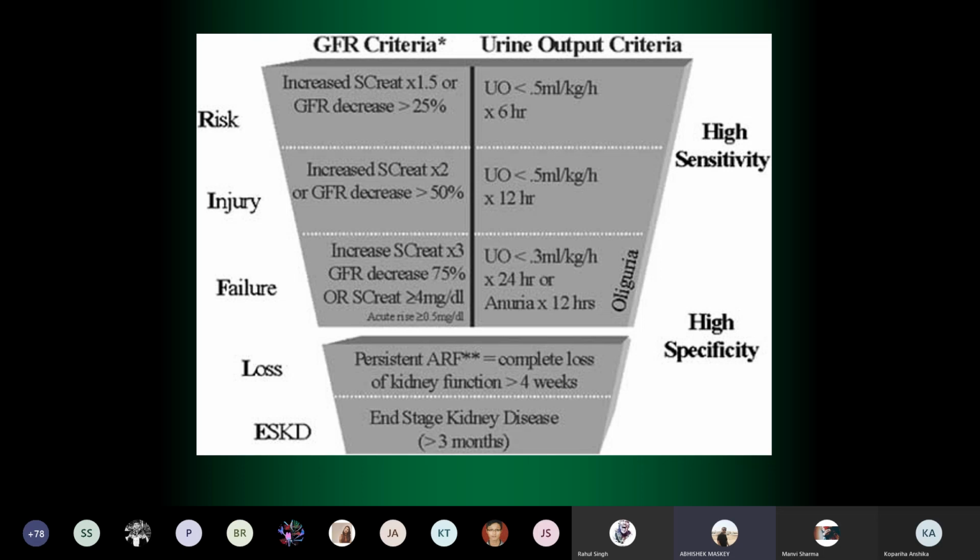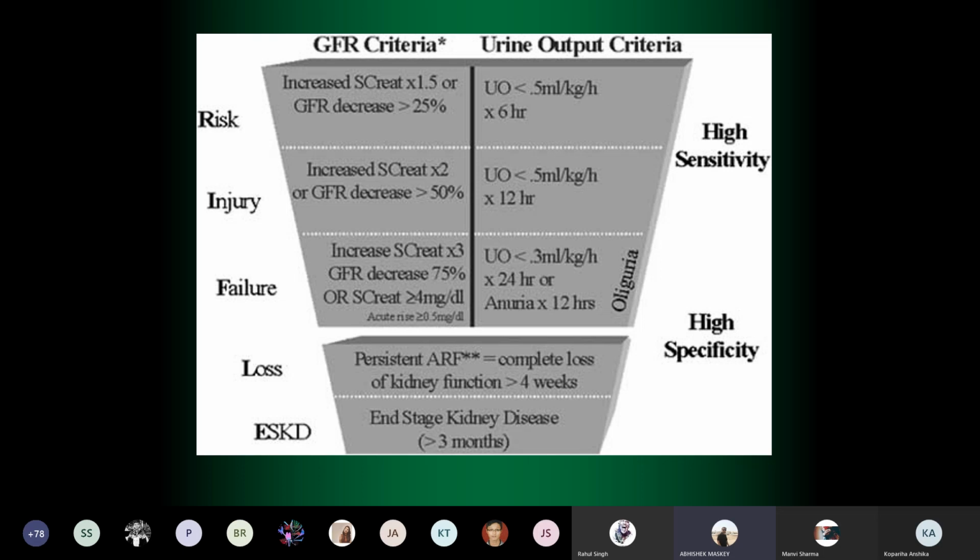Otherwise, if you take so much time, more than 3 or 4 weeks, look at the loss category: persistent ARF, or complete loss of kidney function for more than 4 weeks, means the kidney is now going towards chronic kidney disease. So it's better to stop them at risk, when GFR is decreased by more than 25%, or serum creatinine is just 1.5. Injury we call when serum creatinine is double. Failure we call when serum creatinine triples. So we have to stop at this time.